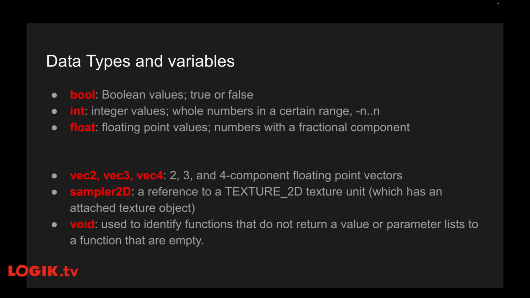And then we also have vectors of 2, 3, and 4 components of floating point vectors. And we declare them as vec2, vec3, or vec4, depending on how many components they have. We also have a sampler2D, which is a reference to a texture 2D, which has an attached texture object to it. We also have a void, which is used to identify functions that do not return a value or parameter lists to a function that are empty.